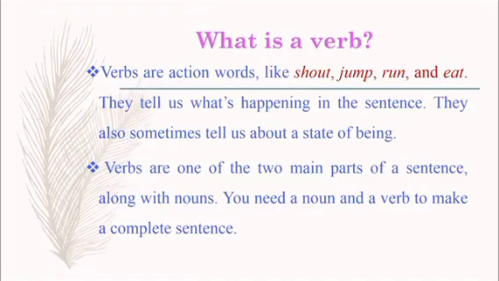So, what is a verb? Verbs are action words like shout, jump, run and eat. They tell us what is happening in the sentence. They also sometimes tell us about a state of being. Verbs are one of the two main parts of a sentence along with nouns. You need a noun and a verb to make a complete sentence.